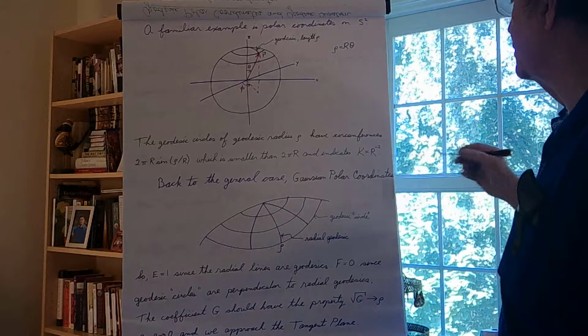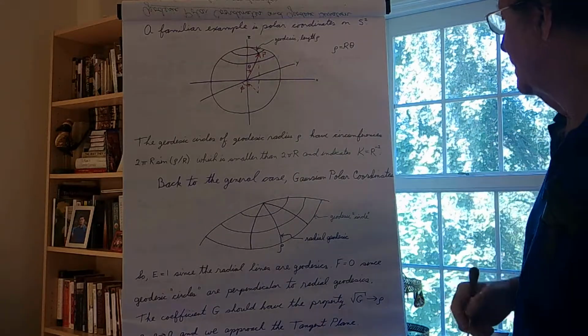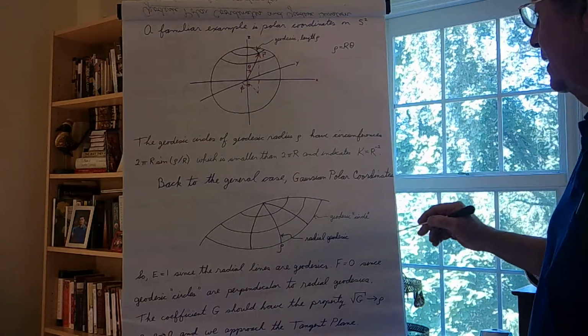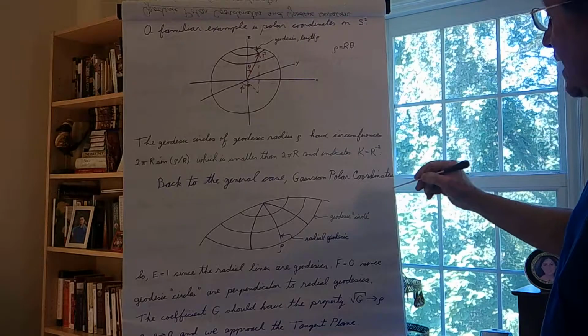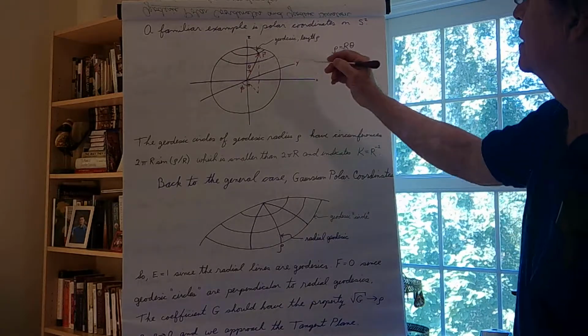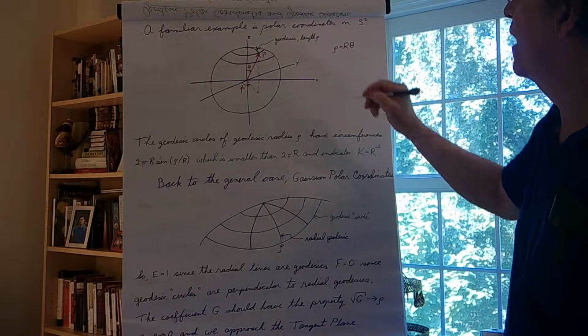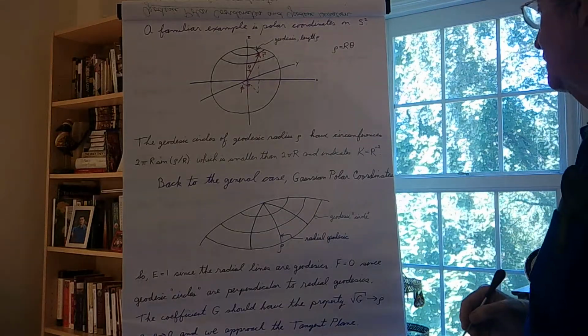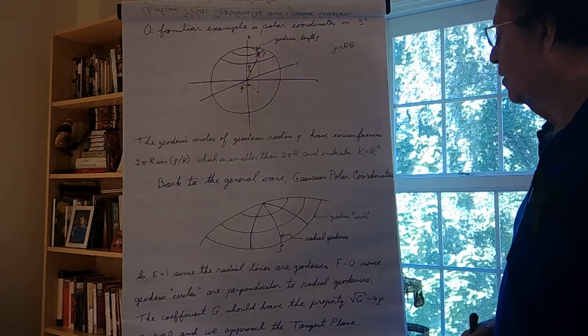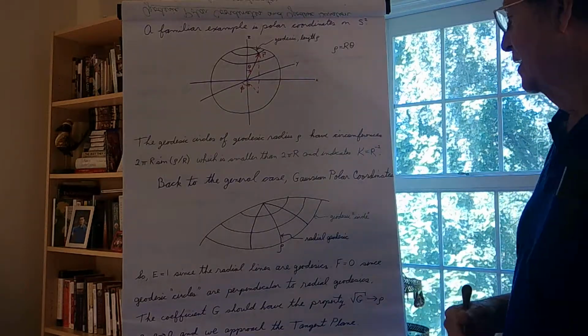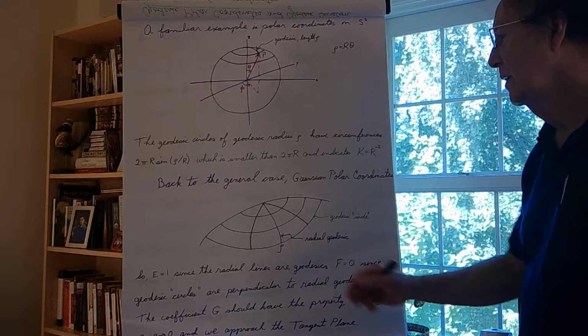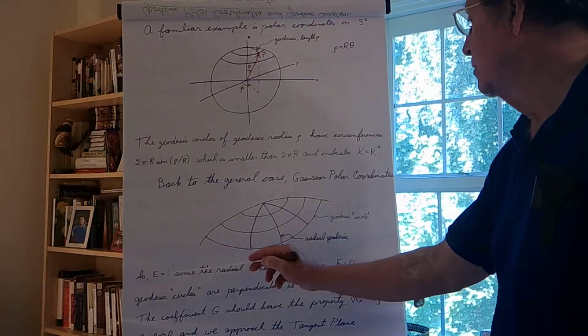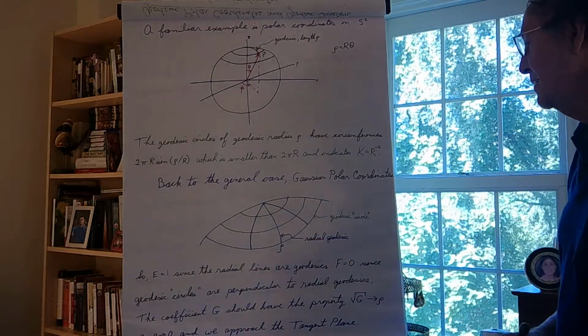Back to the general case, we have Gaussian polar coordinates, and I've indicated them here: radial geodesics, and then we have these geodesic circles, the correspondence of varying phi on the sphere. And this is standard terminology. Now, why is this a useful coordinate system? Because the metric is very simple in these terms. E is now equal to 1 since the radial lines are geodesics.